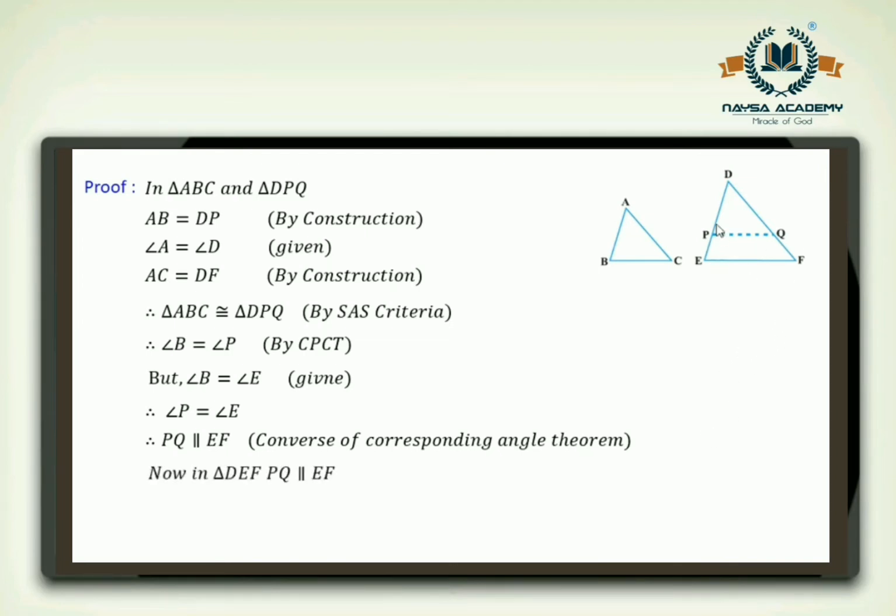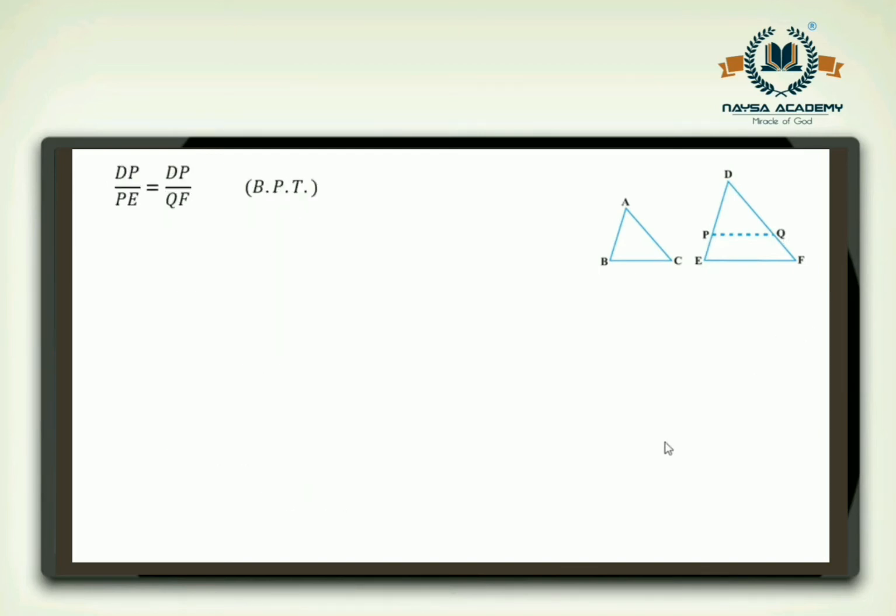Now in triangle DEF, PQ is parallel to EF. Therefore I can say that DP upon PE is equal to DQ upon QF by the basic proportionality theorem. Now I will use the invertendo property and I will write PE upon DP equal to QF upon DQ.